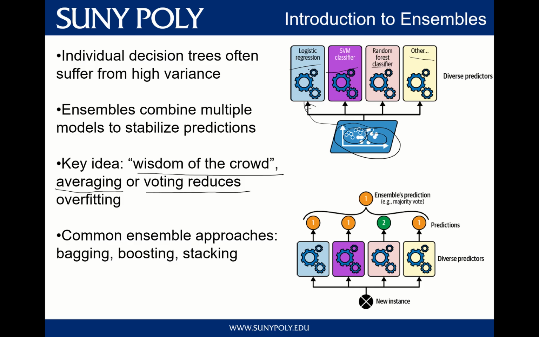And each model then will make a prediction, like here in this figure. So you have here 4 different models, right? You have diverse predictors, and each of them will make a prediction. So the first one is saying, okay, class 1, the third one, class 2, and class 1. So 3 models said class 1, and a single model said class 2. Therefore, the majority vote is 1. So that will be the ensemble's prediction.